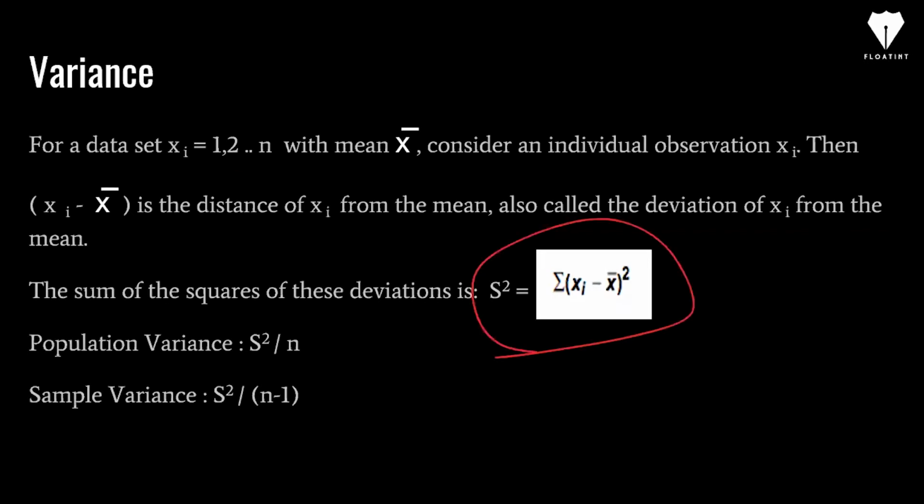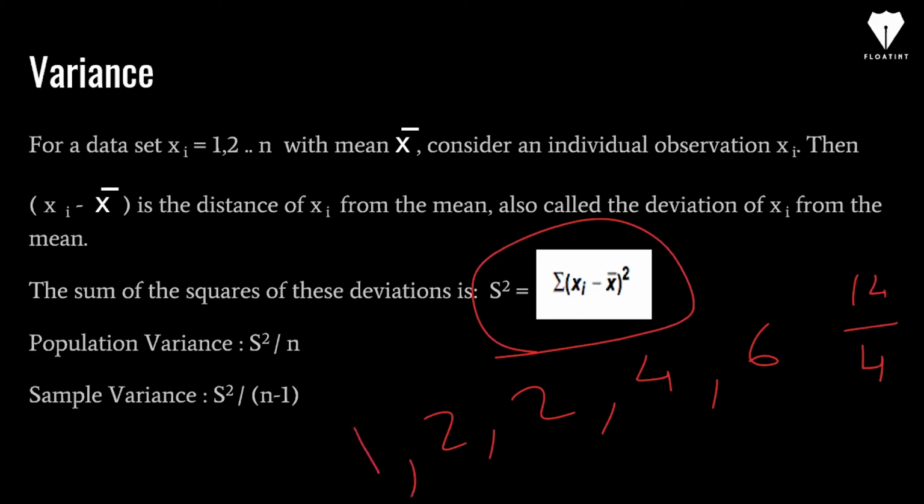So this is the formula for variance. So let's say you have a data set, and you want to calculate how spread out these values are, right? So first you have to calculate the mean of this data set. So the mean of this data set will be 2 plus 2 plus 4 plus 6, that is 14 by 4.